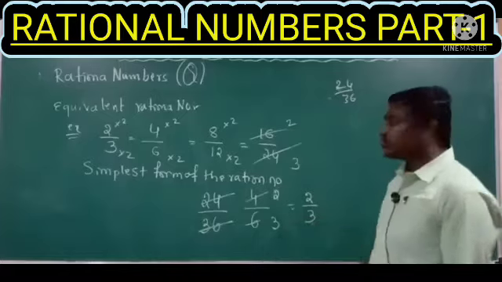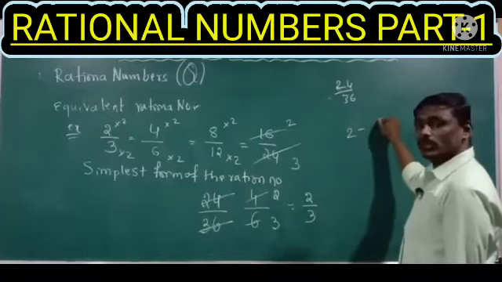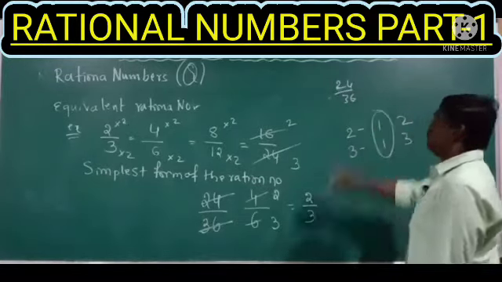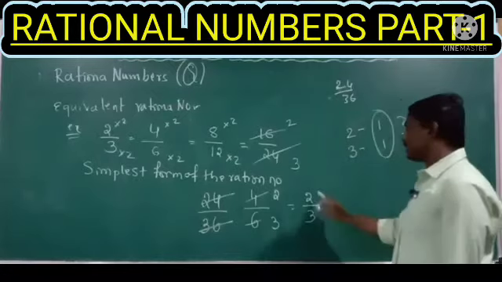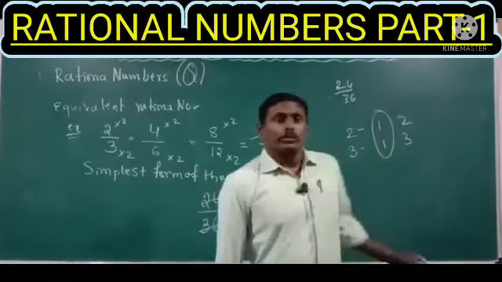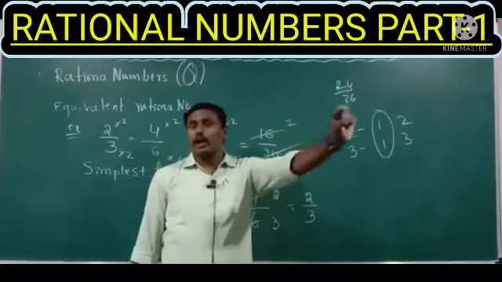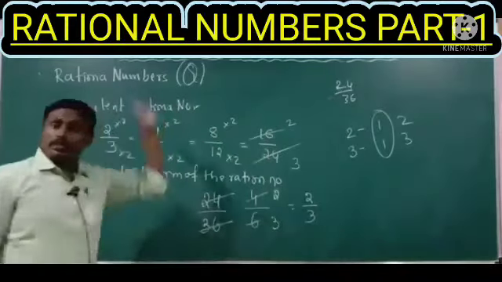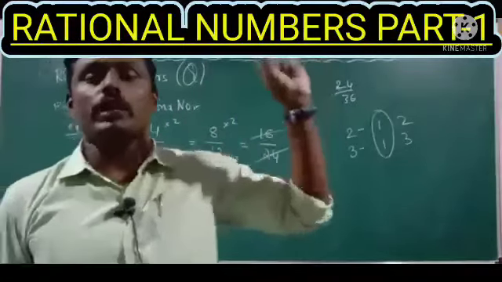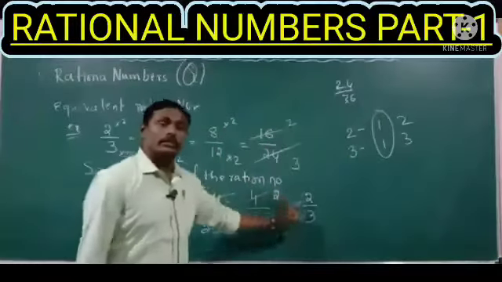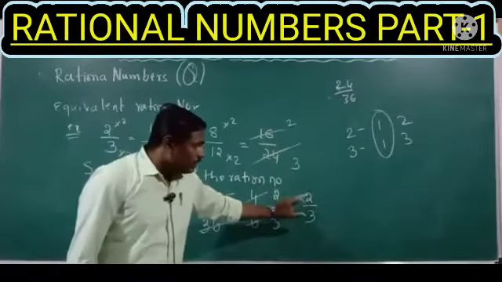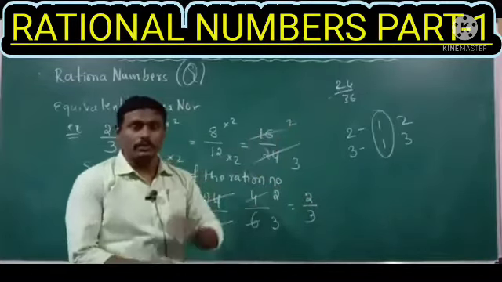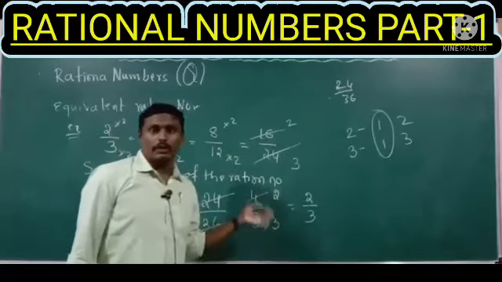So what are the factors of 2 and 3 here? The factors of 2 are 1 and 2 and the factors of 3 are 1 and 3. So 1 is the common factor in these two numbers. It means when we convert the rational number to its simplest form, their HCF is 1 only. It means here 2 and 3 are two co-prime numbers. So it's one of the important properties of the rational number.